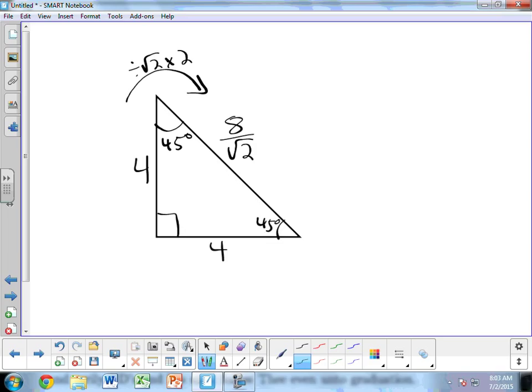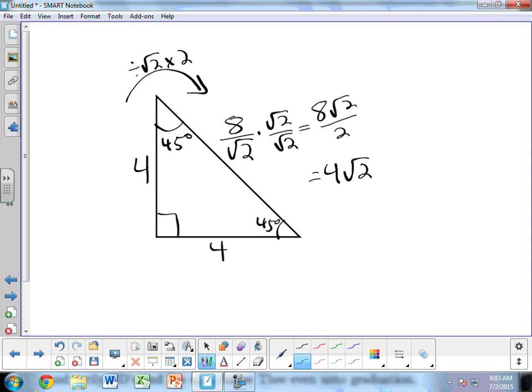And we can't have it in this form. So we're going to multiply it by the square root of 2 over the square root of 2. And this then equals 8 square roots of 2 over 2. And this can be reduced into 4 square roots of 2.